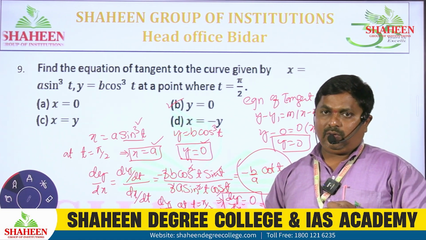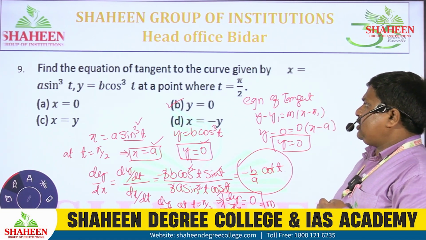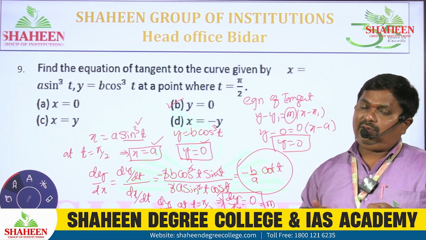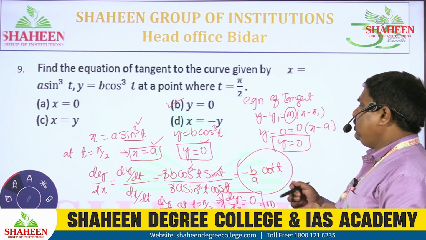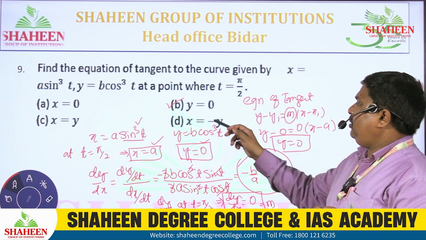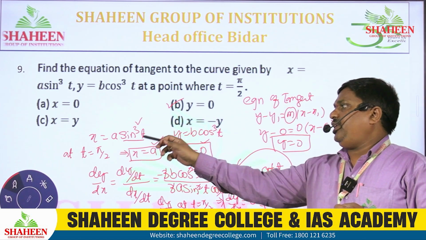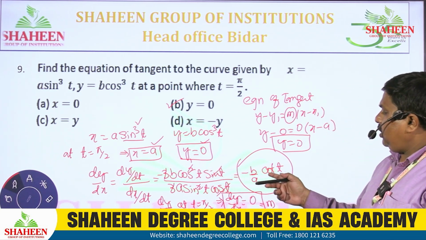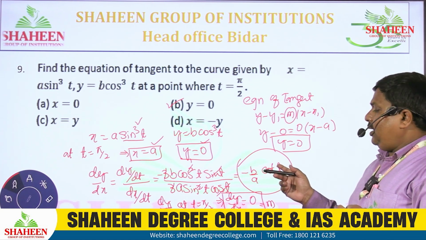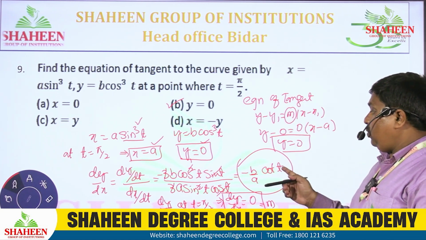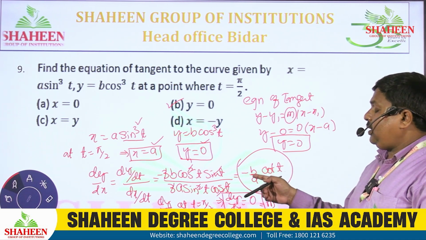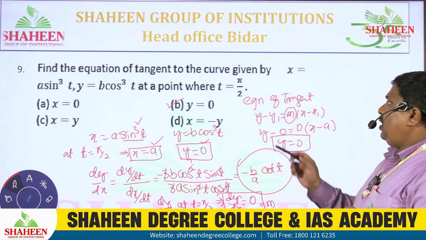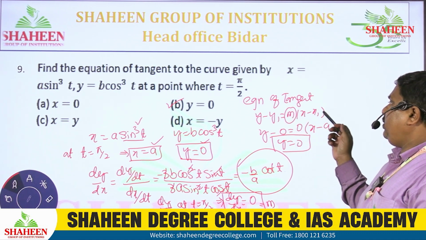This is the point. Next we require the slope of the tangent. Here m value we require. If you know the slope and point, then we can form the equation of tangent. So dy by dx is dy by dt divided by dx by dt. We have differentiated both of them with respect to t and divided. On dividing, we have got minus b by a cos t, and the slope of the tangent at t equal to pi by 2, cot pi by 2 is 0, 0 into minus b by a, and dy by dx becomes 0. Now the equation of tangent is y minus y1 equal to m into x minus x1.